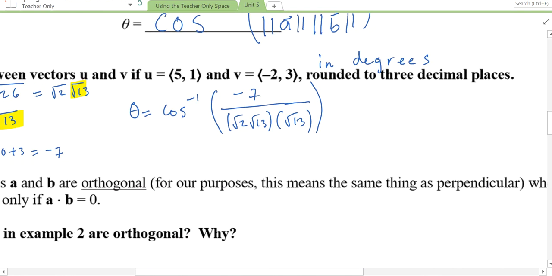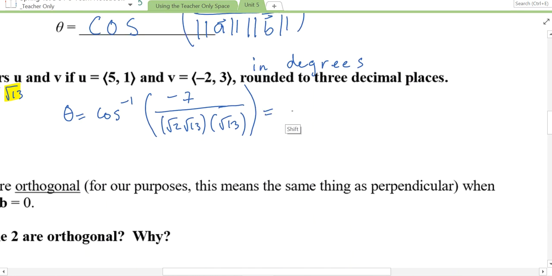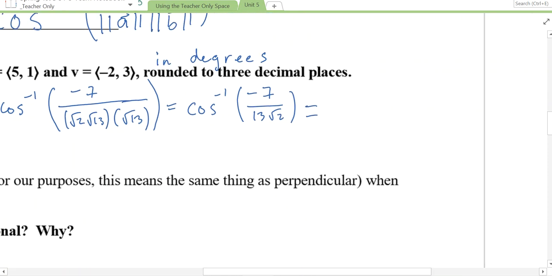Now, for your purposes, you're just going to have a calculator, so you just plug it in. But I just want to show you a little number sense, because you're going to need it for calculus next year. And we end up with negative 7 over square root of 2, times 13. Because the square root of 13 times square root of 13 is 13, so it's 13 square root of 2, not 3. And then you're going to punch it in the calculator in this case. We would rationalize if we wanted an exact answer. But so it's 112.380 degrees, if you round it correctly.